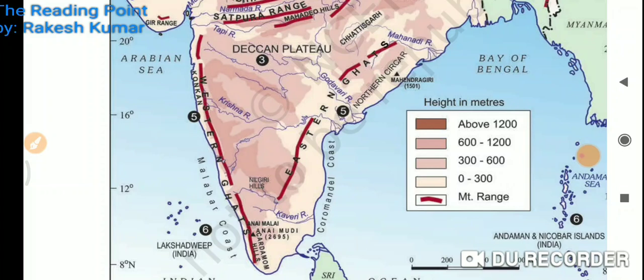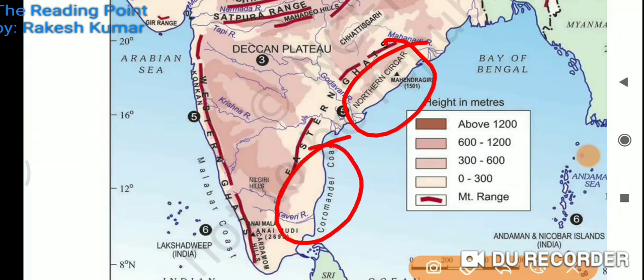Now the eastern coastal plain. The northern part of the eastern coastal plain is called the Northern Circars, and the southern part is called the Coromandel Coast. These two things are also very important from the examination point of view. Rivers such as Mahanadi, Godavari, Krishna and Kaveri form fertile deltas along the eastern coastal plain.